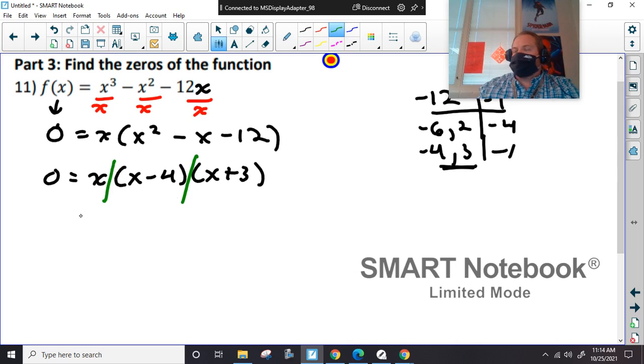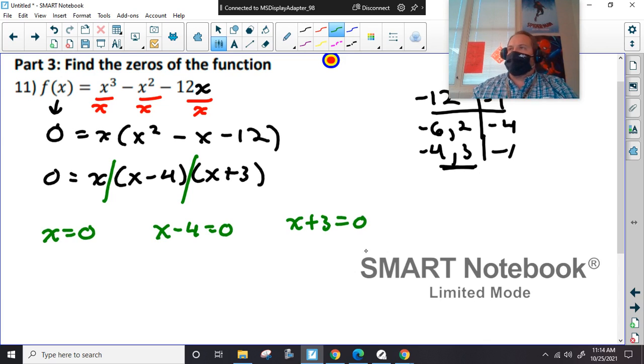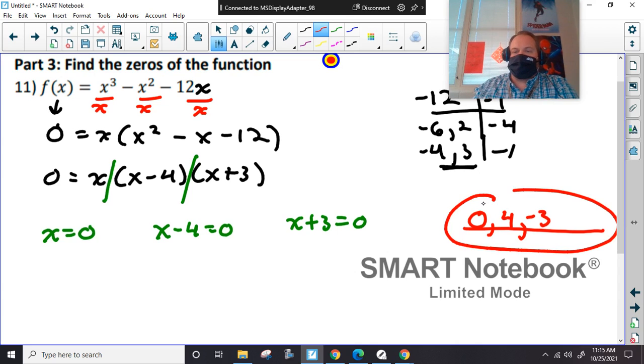Now, couple of ways you could do this. You could cut these because remember, if any of these equals 0, the whole thing equals 0. So you could set it up like this: x equals 0, x minus 4 equals 0, x plus 3 equals 0, and solve them. Or you could do the shortcut that I told you the other day. It's just going to be 0 right here. Okay. What is the opposite of -4? What's the opposite of +3? So there's our answer.